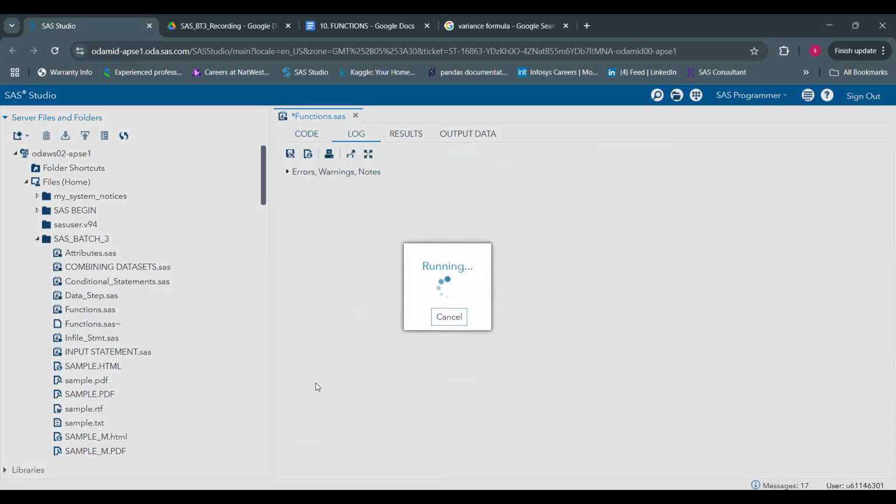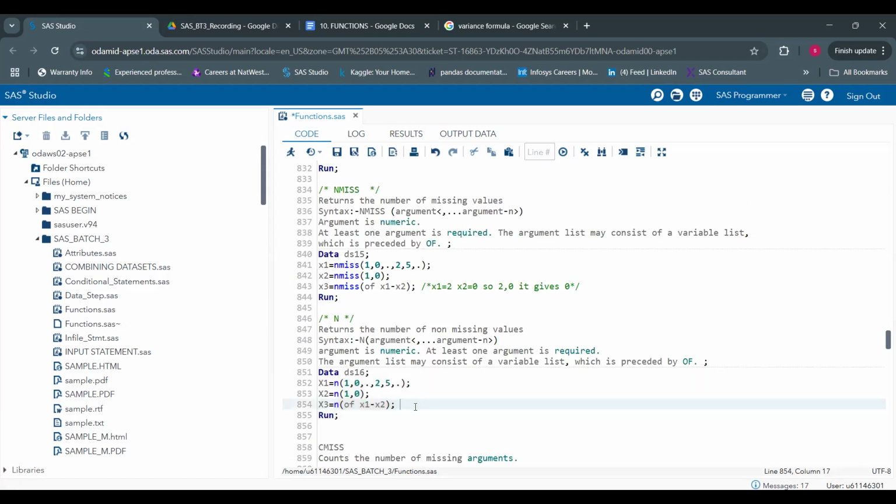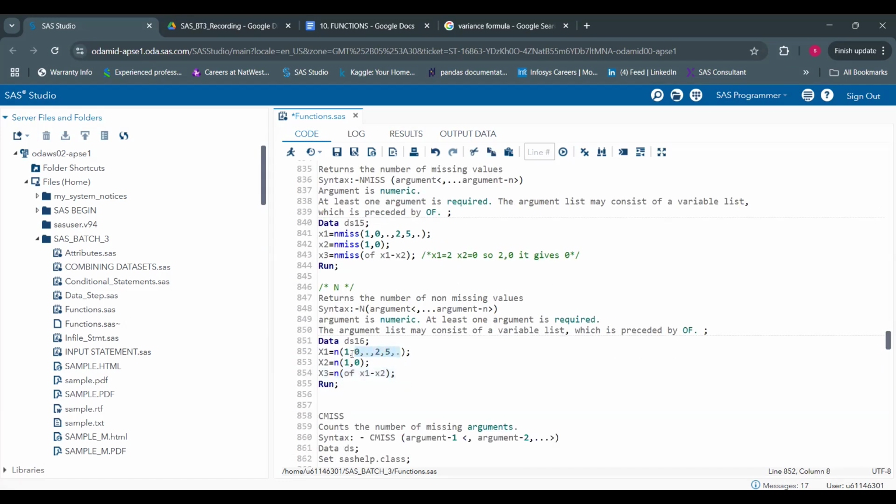Run this part. Okay, 4, 2, and 2. So we have a total of 4 non-missing values in the first one, 2 non-missing values, and so on.